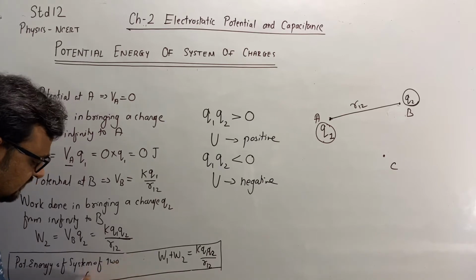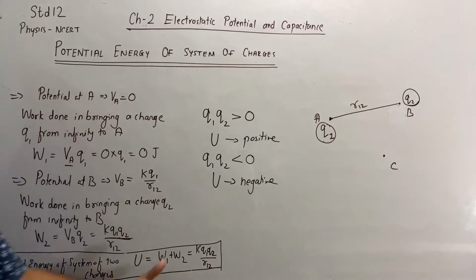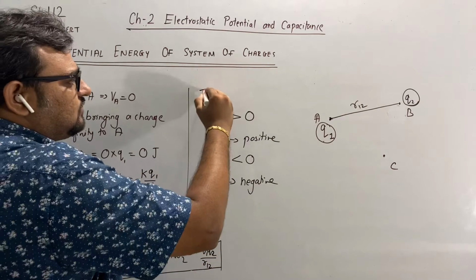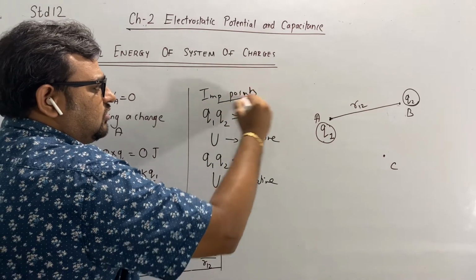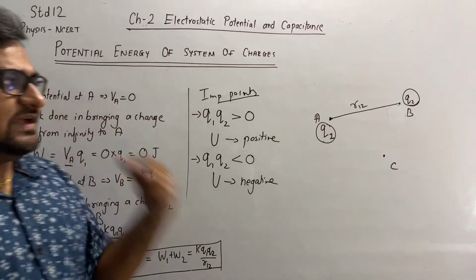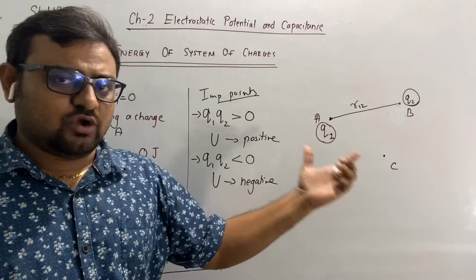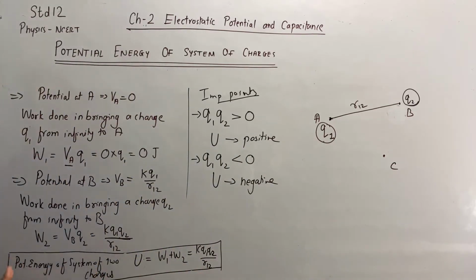U will be equal to W1 plus W2, which is K Q1 Q2 by R12. These are some important points that you have to note down. First this, second, and remember one more: either you are bringing charge Q1 first or charge Q2, in both cases the formula remains the same. So first go through this derivation, then we'll move on to the third charge.